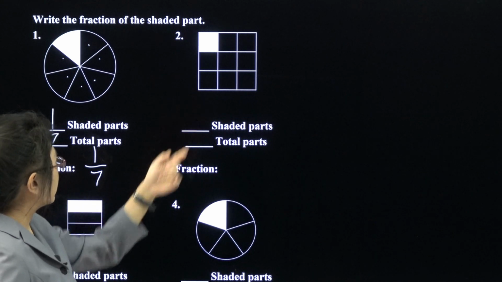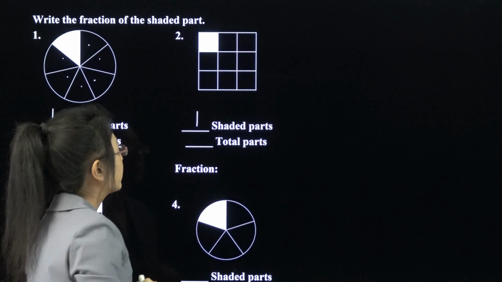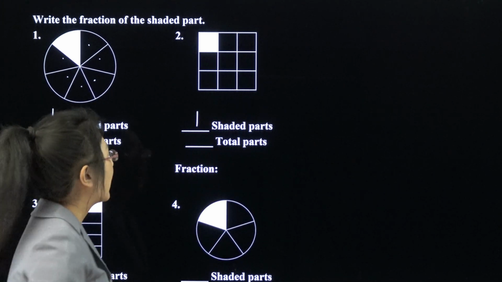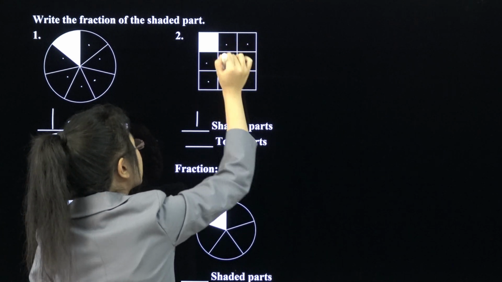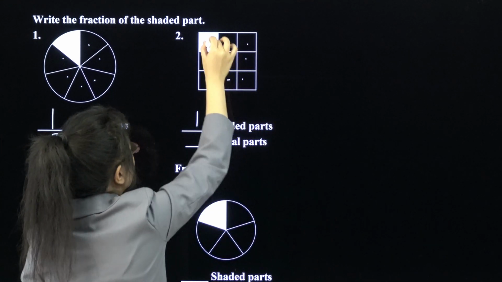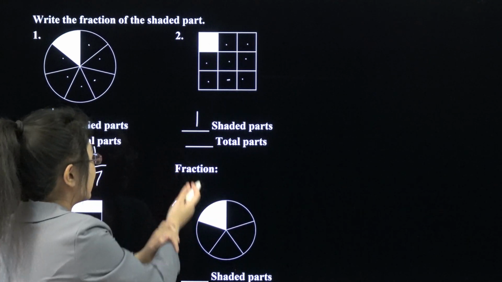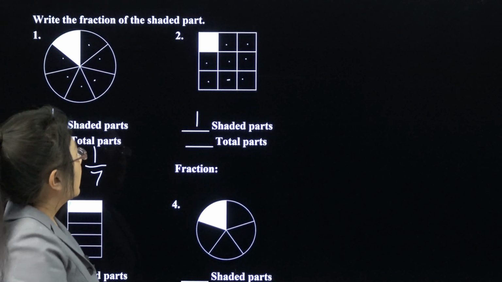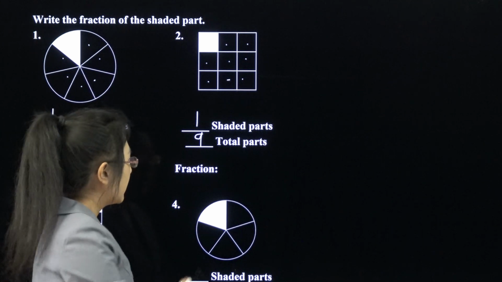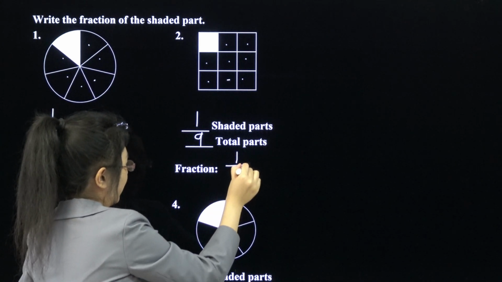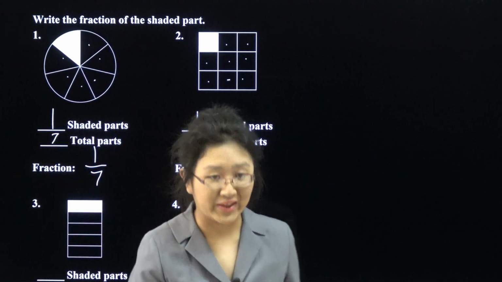What about question number 2? Well, we still have only one shaded part. But how many total parts do we have this time? Well, there's 1, 2, 3, 4, 5, 6, 7, 8 non-shaded parts, but there's also one shaded part that we must count. Remember to also include the shaded parts. So that's 9 total parts. And the fraction would be 1 over 9, or 1/9.